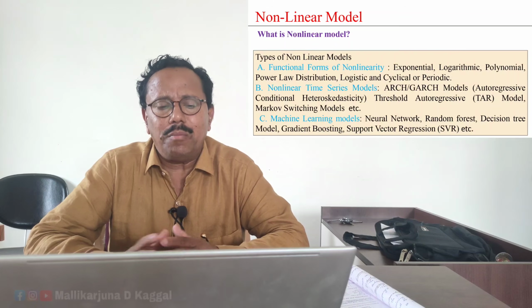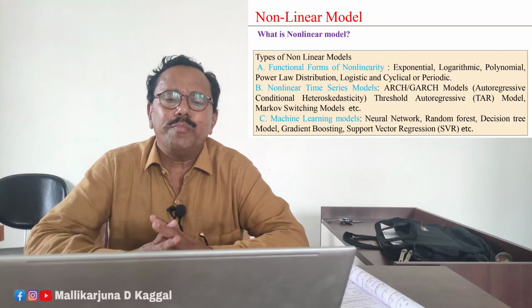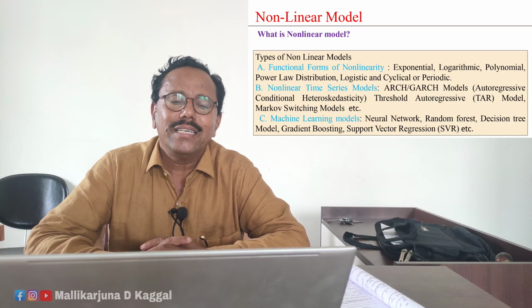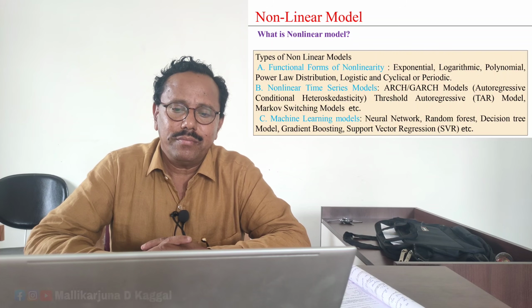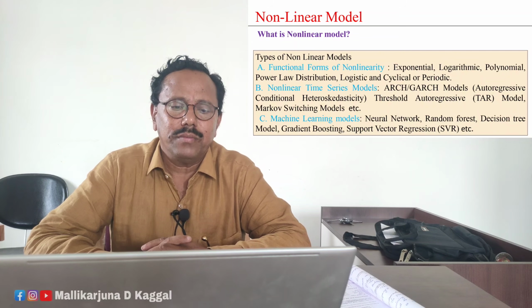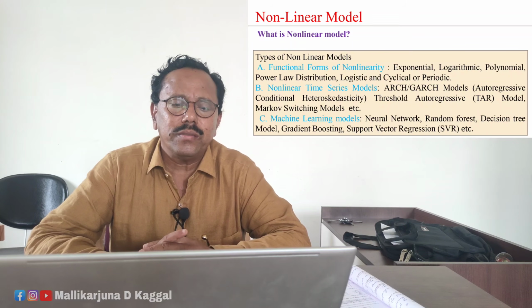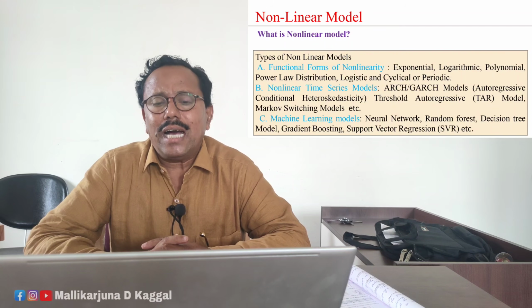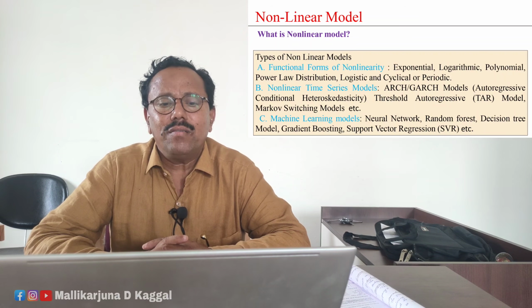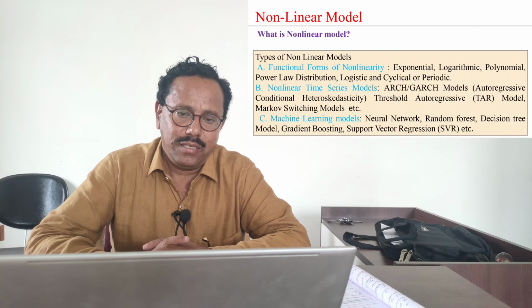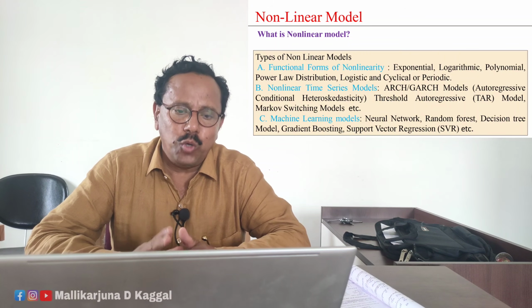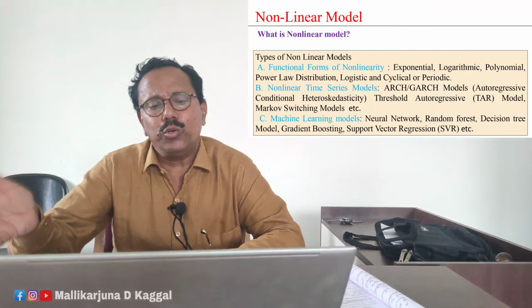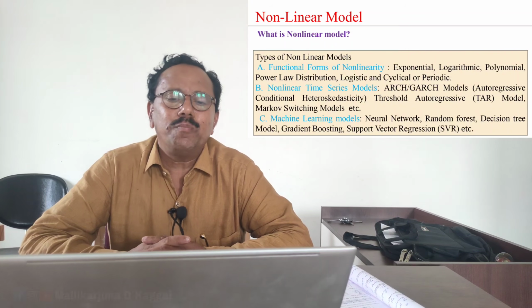When the relationship between the dependent and independent variable is not a straight line, it is a curved relationship. I will show the graphs of those, then you will understand what it is. And there is not a constant change; there is a varied change in the dependent variable due to change in the independent variable.